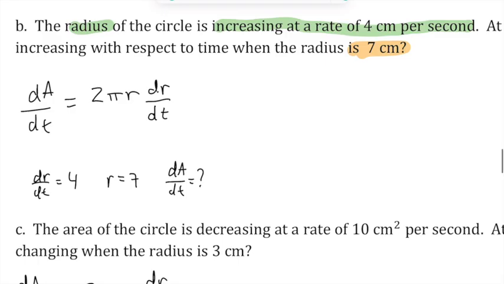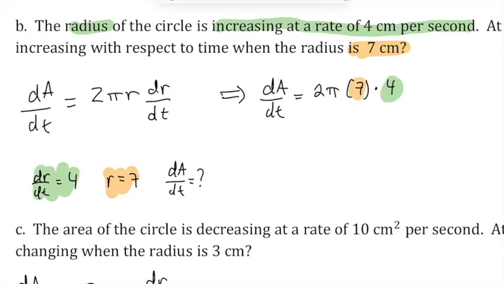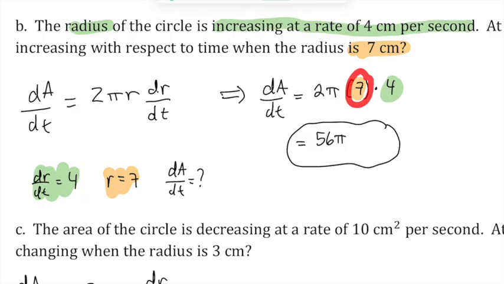So all we have to do is plug in these values and say dA/dt is going to be 2 pi, the radius is 7, and dr/dt is 4. And we get that this equals 56 pi. And then we do need units. These don't have units with them. This is in centimeters, and this is in centimeters per second. So our units are going to be centimeters squared per second, because again, this is in centimeters, and this is in centimeters per second.